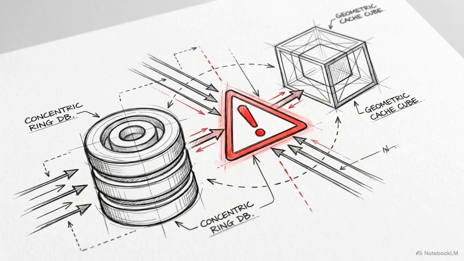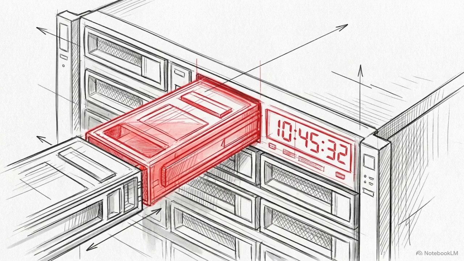Deleting the cache entry before the database update creates a severe race condition. A concurrent read might fetch the old value from the database and write it back to Redis, leaving the cache stale until its next expiration.